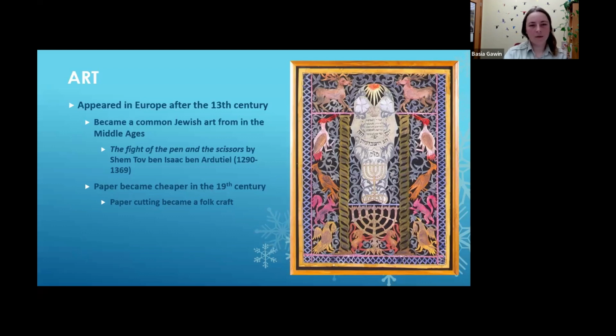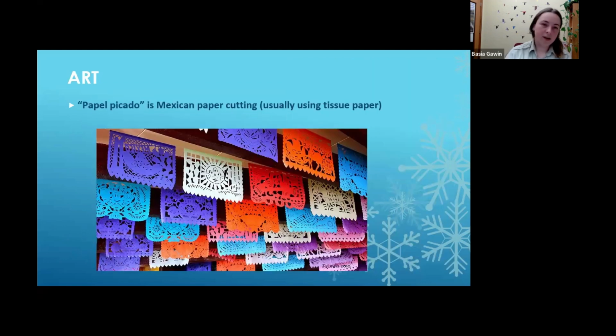And it kept spreading throughout the world, and originating in other places as well. So you've probably seen papel picado. It's a Mexican paper cutting. A lot of times they'll use tissue paper, and it's also very colorful, and they'll use it to decorate along the ceilings and doorways for a lot of different festivals and celebrations.